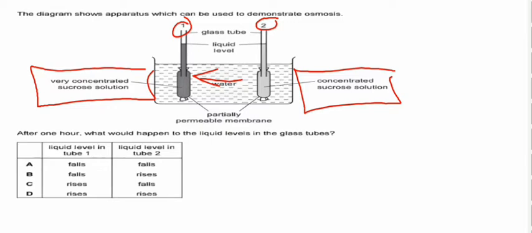This is because the solution inside glass tube 1 is more concentrated compared to the solution of water and also the solution inside glass tube 2. As a result, water can leave and enter glass tube 1, or the water molecules can move from the beaker into glass tube 1. So the answer here is just going to be C. So it is going to rise, and in tube 2 it is going to fall.